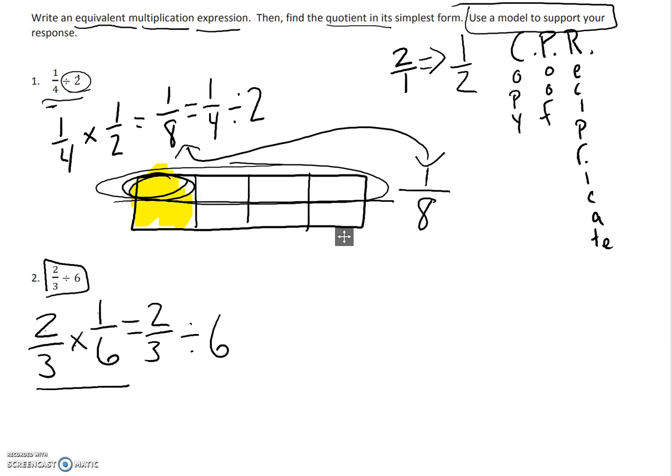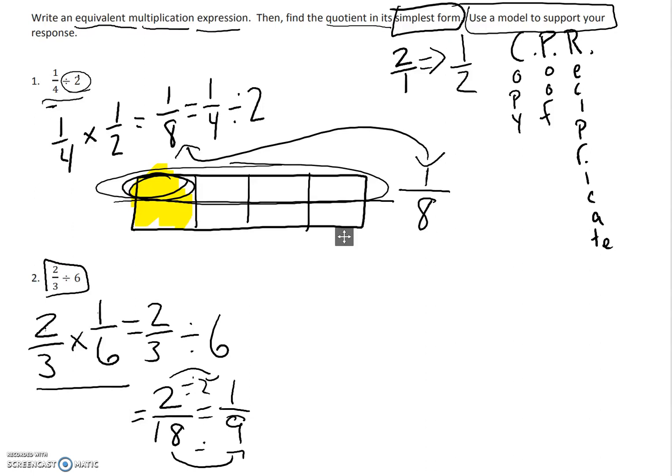2 times 1 equals 2. 2 times 1 over my denominator is multiplied. 3 times 6 is 18. It does say in simplest form, so I need to figure out what I can divide 2 by and 18 by. Well, I can divide it by 2. 2 divided by 2 is 1. 18 divided by 2 is 9. So 1/9. Now I need to make that model since it says use a model.